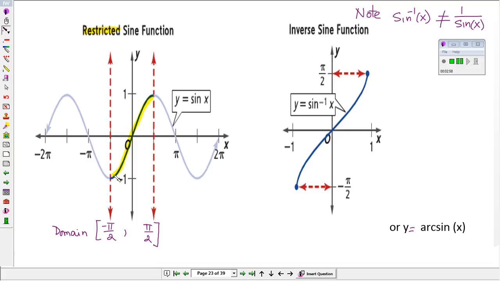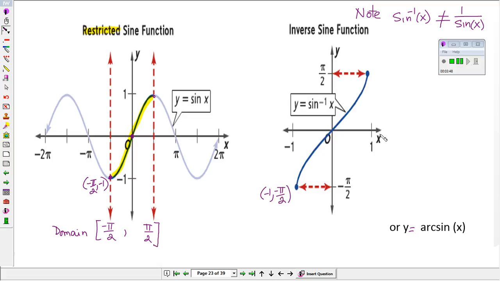So you can see right here that after we restrict the sine function, we have 3 points. The first point on the left hand side will be negative pi over 2, comma -1. Now when we graph the inverse, we have to interchange the x and the y. So now x becomes y, y becomes x. So now the point on my inverse will be -1, comma negative pi over 2.